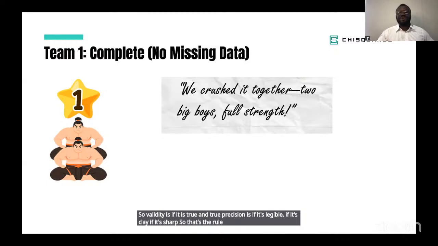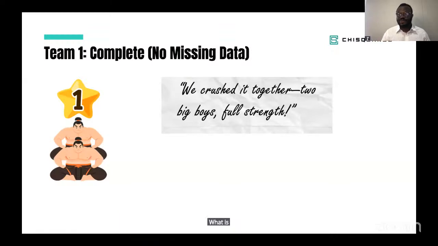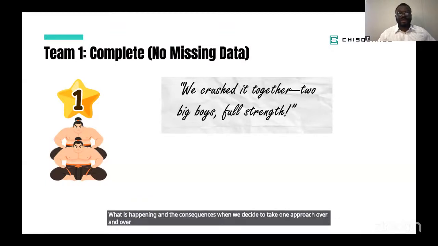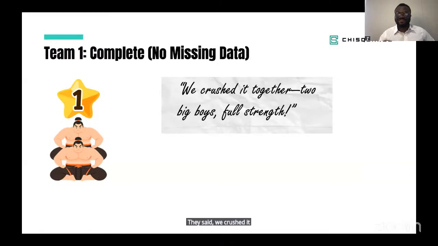So that's the rule we're going to set up, and again, keep it very simple. The goal is we want to understand intuitively what is happening and the consequences when we decide to take one approach over another. All right, so first scenario here, these guys won the first place. And this is the note they wrote. They said, we crushed it together. 2 big boys, full strength. So my question is this valid?